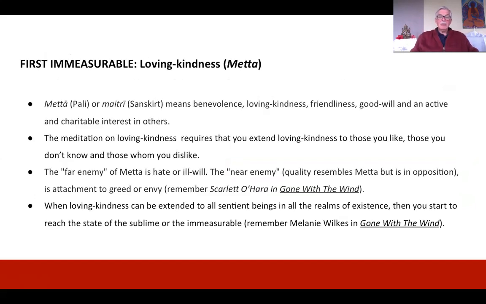The first one, metta, or loving kindness, is central to all Buddhist practice, Mahayana and Theravadan, as all 4 of these are. It means benevolence, loving kindness, friendliness, goodwill, and an active and charitable interest in others. Please don't be mean to yourself, because you're not always friendly, charitable, loving to everybody and everything.